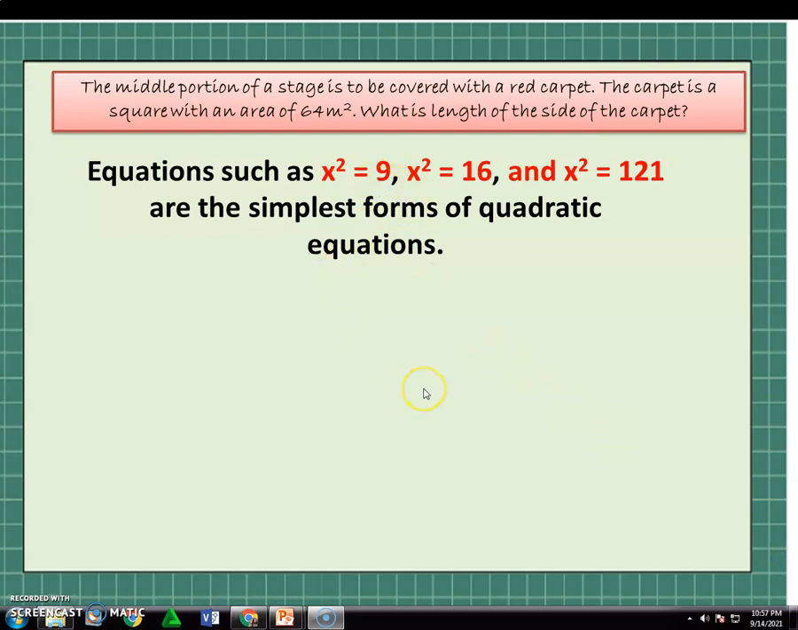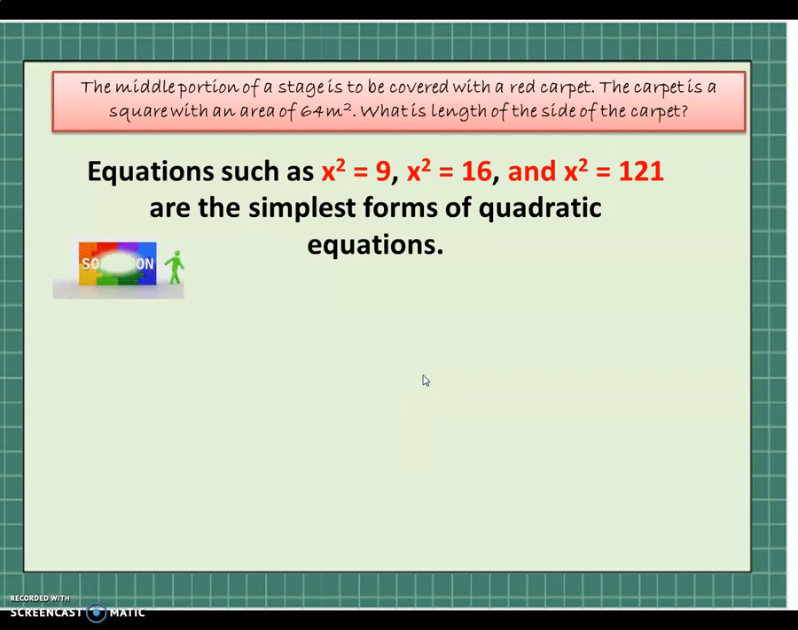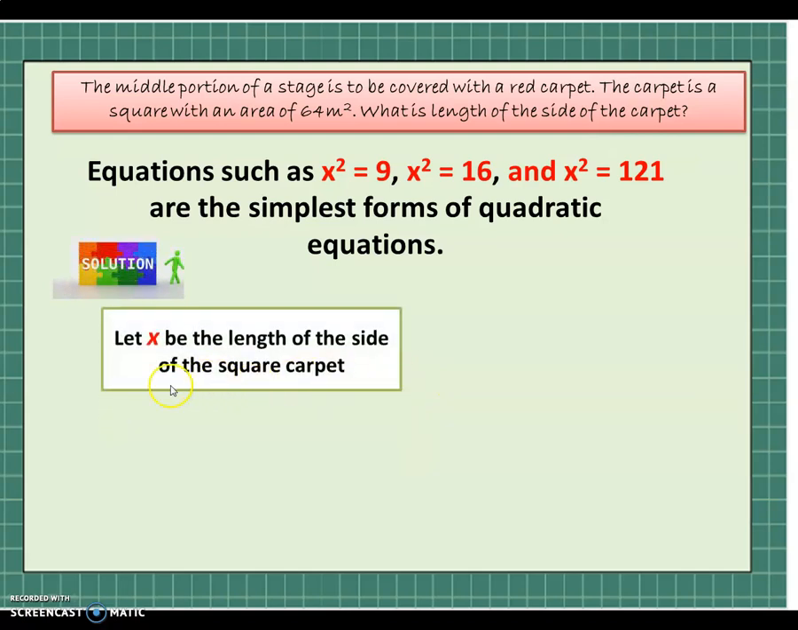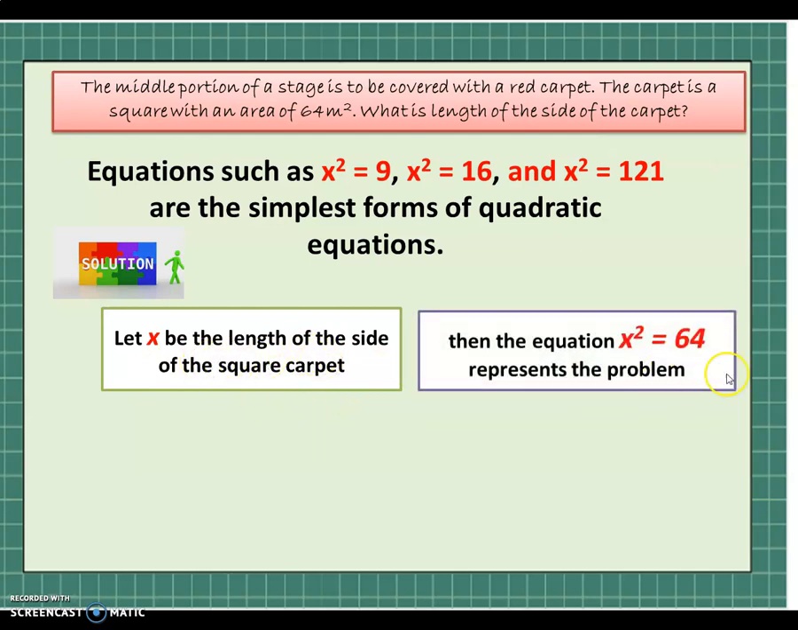Yan. Anong gagawin natin dito? So, for the solution, let us represent the length of the side of the carpet as x. And since ang area po ng square, ang formula niya is A is equal to s squared, or side of the square na double po natin. So, therefore, x squared is equal to 64. Ayun yung area niya, 64 meters squared. Para i-represent natin yung problem.